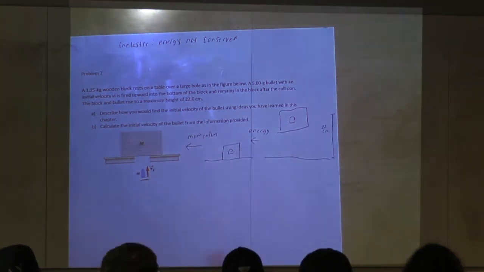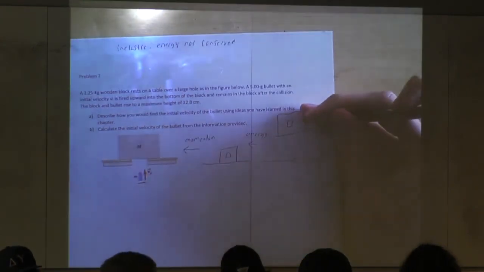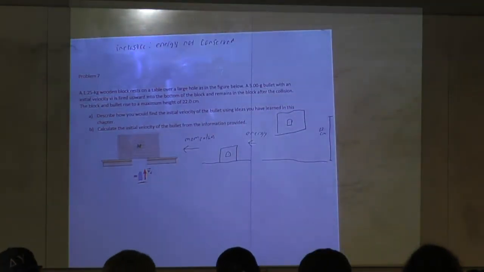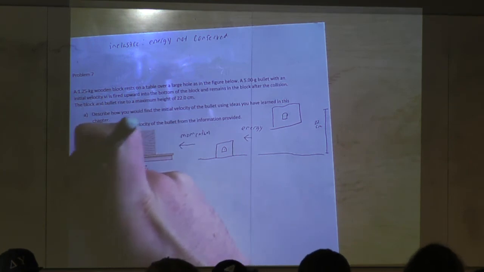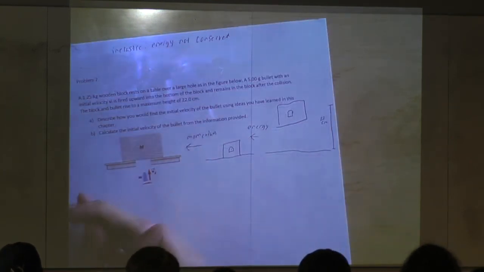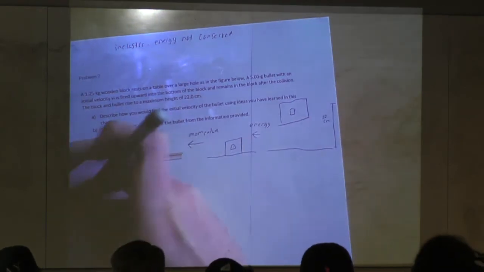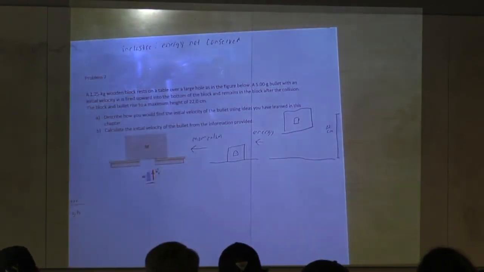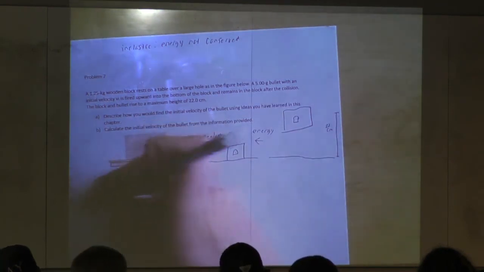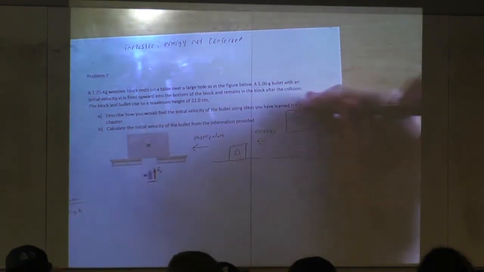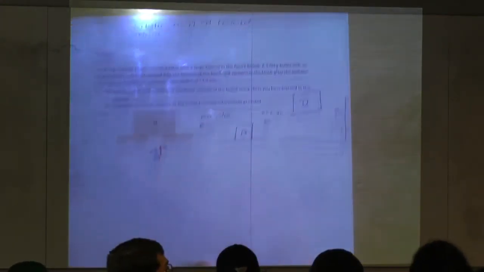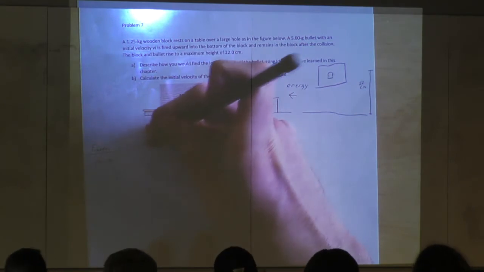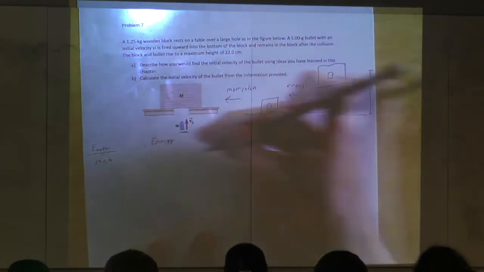So, like I said, I'm going to start with energy. At the moment that this is at the apex, when it's not moving and it's at the maximum height, it says it's at 22 centimeters. So we know the energy after. We know that this is mgh for potential energy. And then the energy at the end has to be equal to the energy here, the energy after collision.